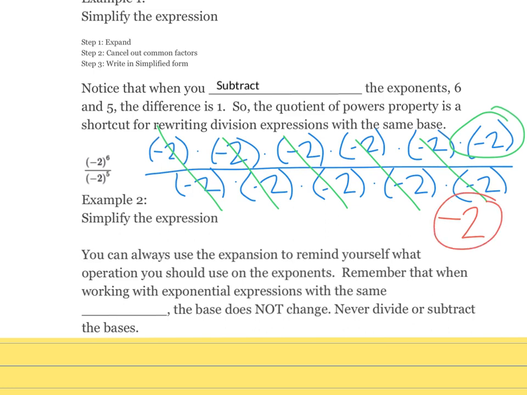Okay, so we simplified and we did steps 1, 2, and 3. So remember, you can always use the expansion to remind yourself what operation you should use on the exponents. Remember that when working with exponential expressions with the same base, the base does not change. Never divide or subtract the bases.